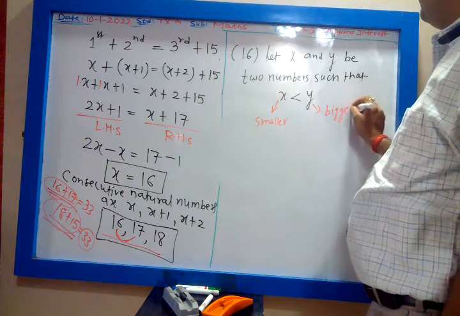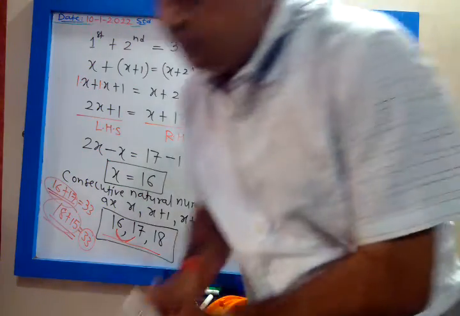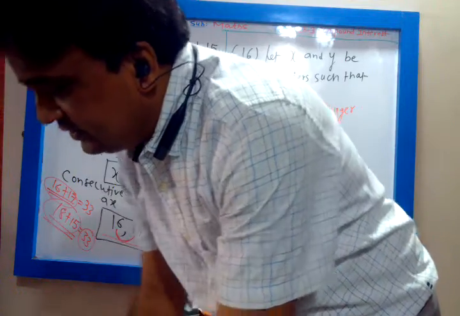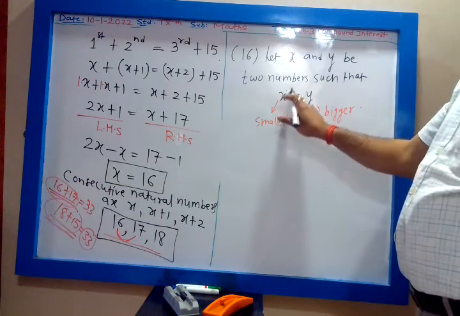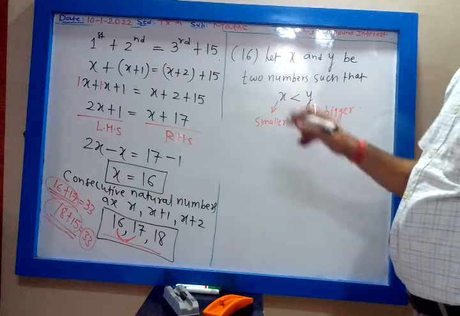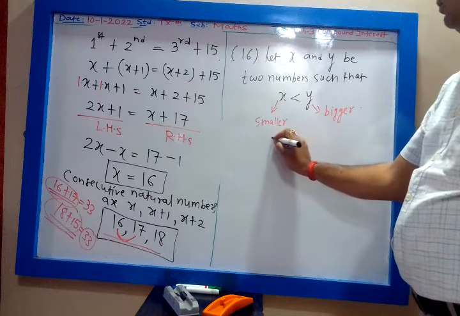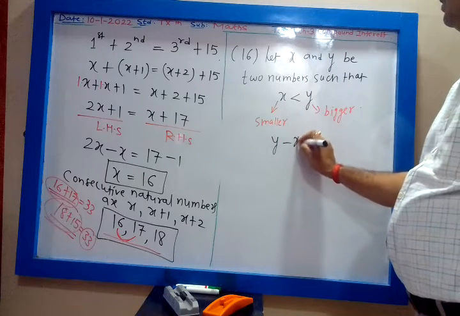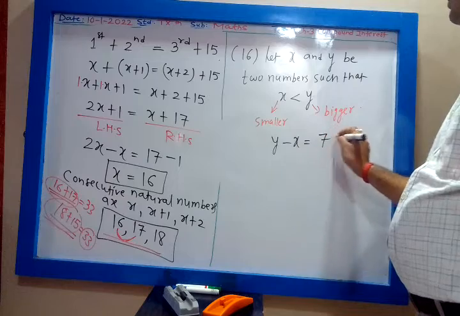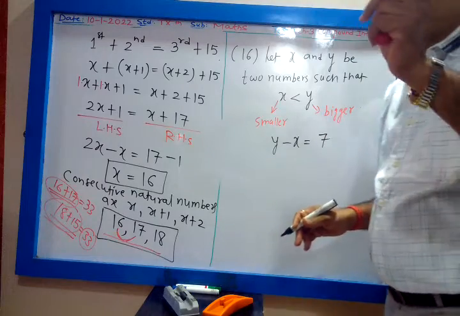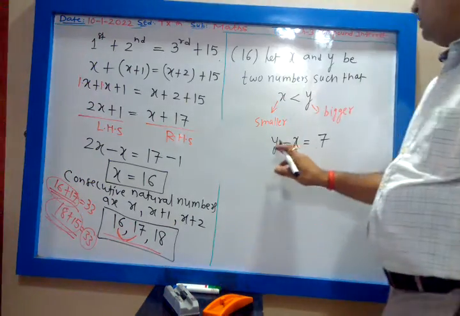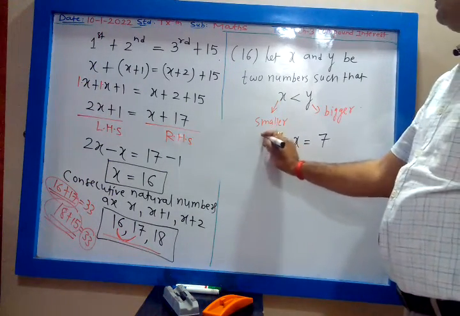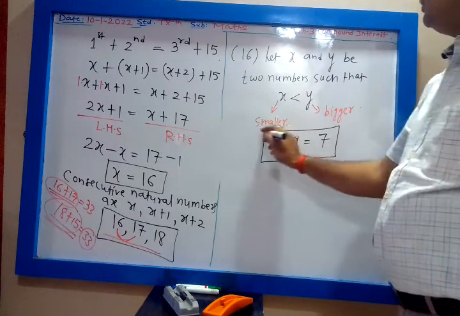Okay. Now see the condition what is given. The difference between two numbers is 7. So now what you will write? Two numbers are x and y. Their difference is 7. Y minus x is 7. No, you will not write x minus y, because y is bigger. So y minus x is 7.